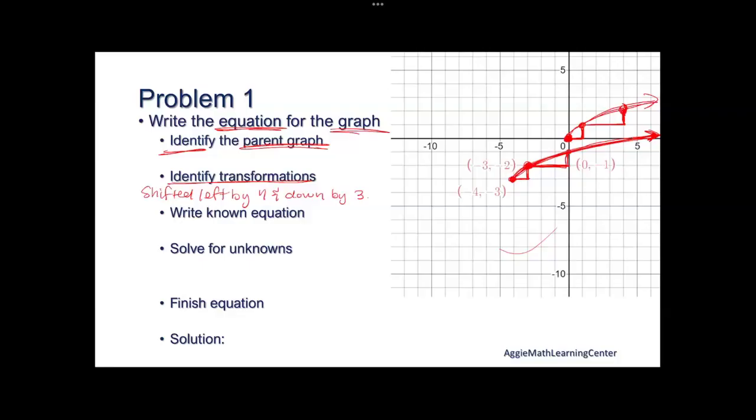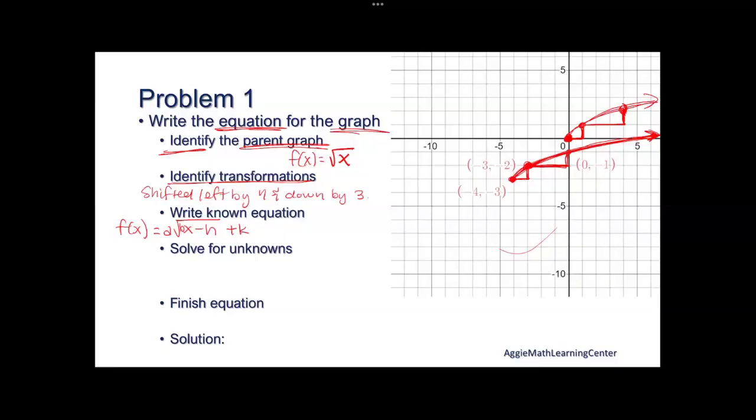So in this case, we're going to have f of x, this is our new function, equal to a times the square root of b(x minus h), plus k. Our h is our shift horizontally, our k is our shift vertically, our a is our compression or stretch vertically, and our b is our compression or stretch horizontally.